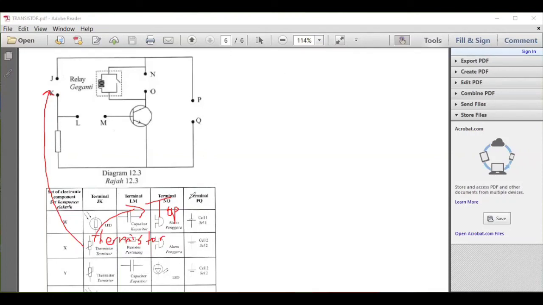Same thing, with thermistor, sometimes the one that came out before in SPM, they ask how to switch on an aircon automatically when the temperature is very high, or how to switch on a fan automatically when it's hot. So same thing: you put the thermistor here, and here you put the fan or the aircon. Okay, so I think that's all for transistor.